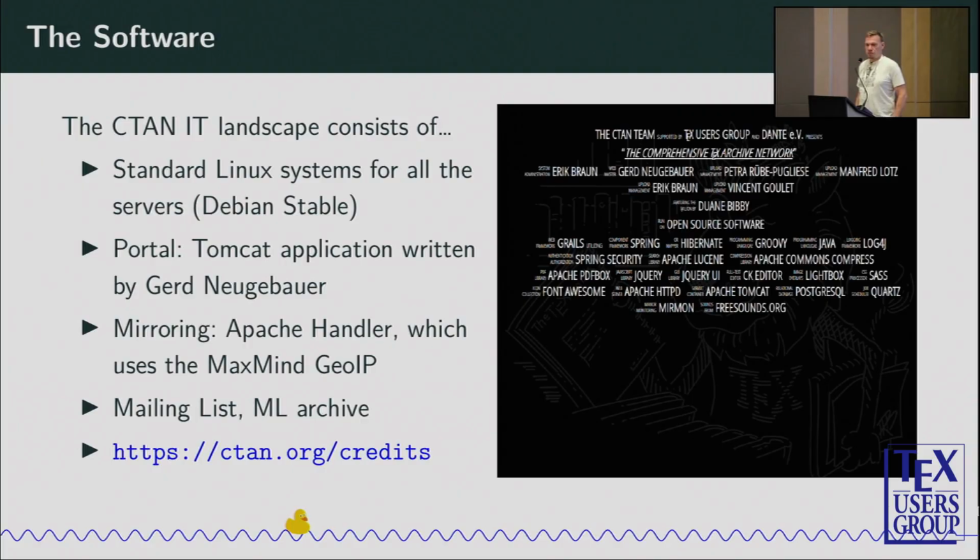The portal is written by Gerd Neugebauer in a Java dialect. I don't know its name. And the mirroring is an Apache handler. This is a part included directly in the web server Apache for fast access. And for the mailing list and the mailing list archive, we also use standard software. This is Postfix and Mailman in our case. And you see this movie trailer-like screen. Go on the uniform resource locator credits, and you will get every detail you may want to know.